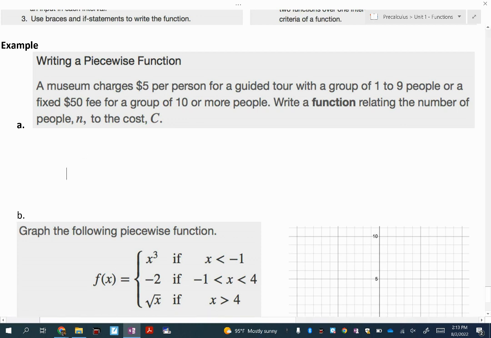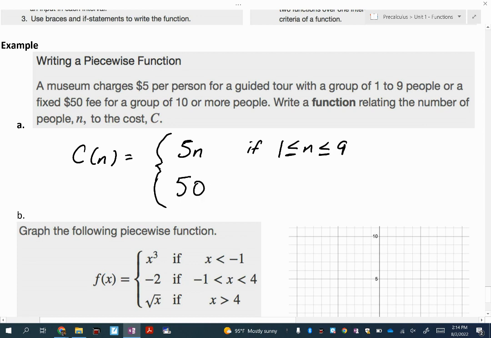So we have c of n equals, and you do a big giant brace. It's $5 per person, so 5 times n, if your number of people is between 1 and 9. And then it's a fixed $50 cost, so you don't have to multiply by anything, because it's going to be $50 if the number of people is 10 or more, so greater than or equal to 10. So that's an example of a piecewise function that you encounter all the time.